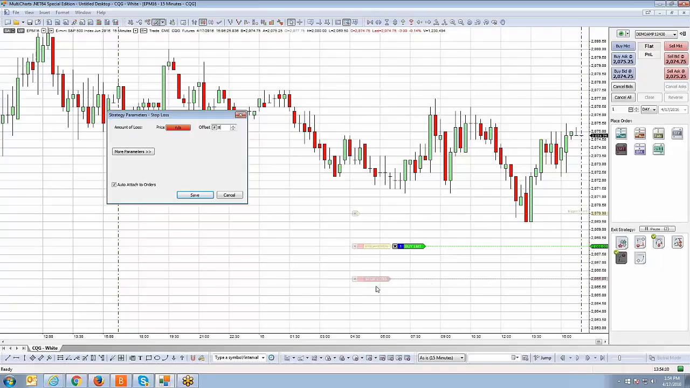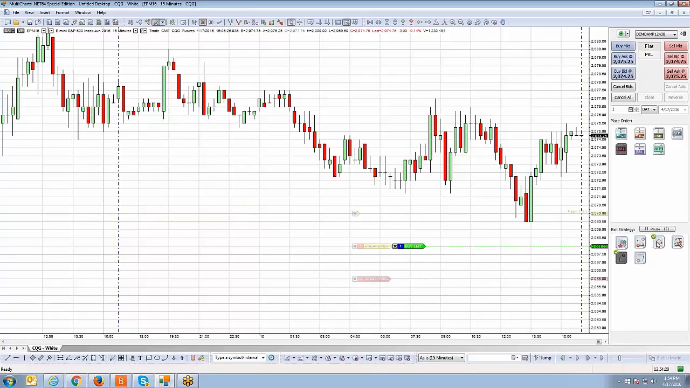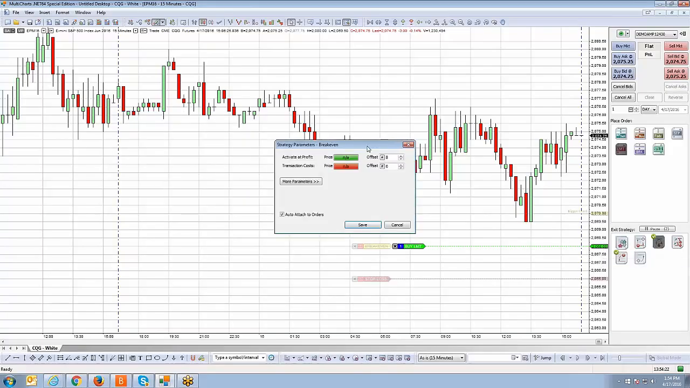And as you can see, there's a representation and display right on the chart itself that's showing you that there's going to be a sell stop at 2066. So that's good. That looks good. Now let's open up the break-even strategy and make sure that all looks correct.